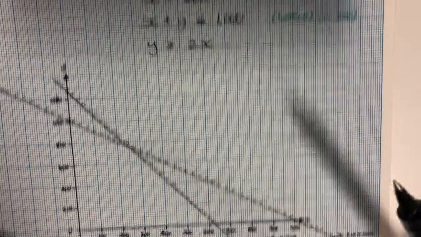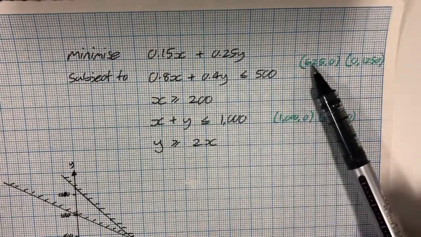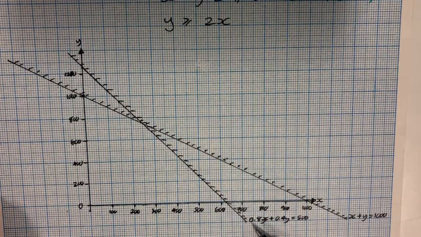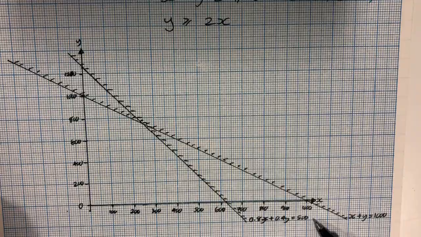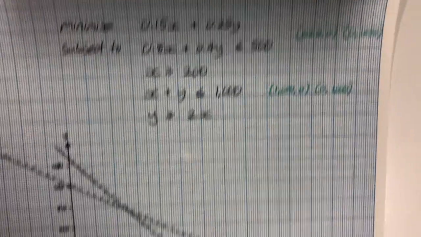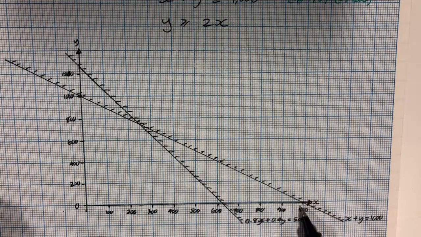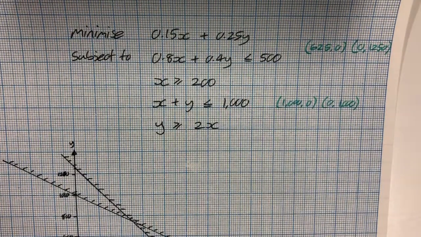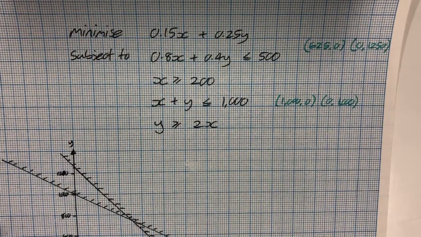I've plotted 2 of them already. So this one goes from 625 on the x to 1250 on the y, so that's this one here. And we can see I've put the equation there as well. And then I've also plotted this one, which goes from 1000 on the x to 1000 on the y, and again I've labelled the equation. The other 2 constraints, I've left these to show you how these are done because they're slightly different.